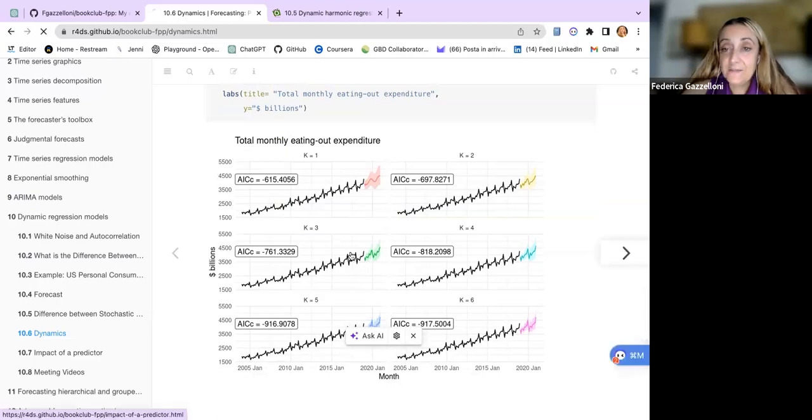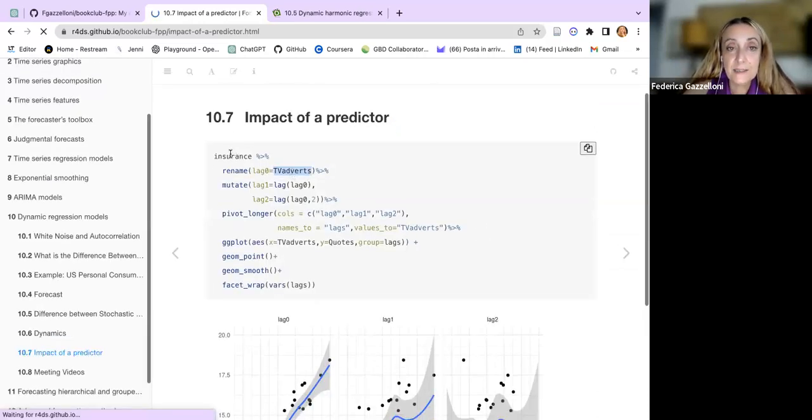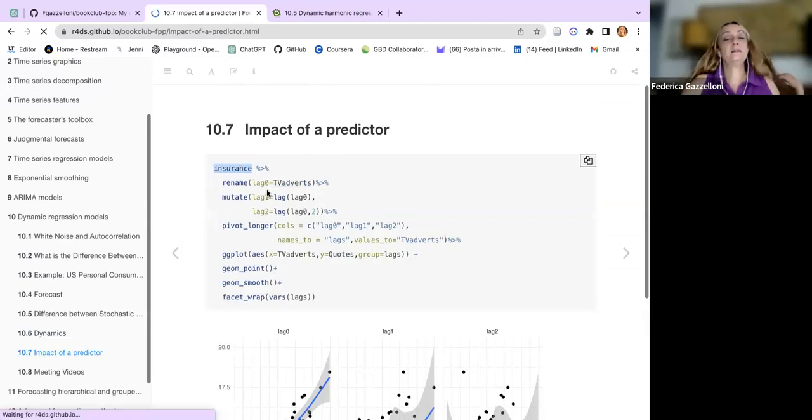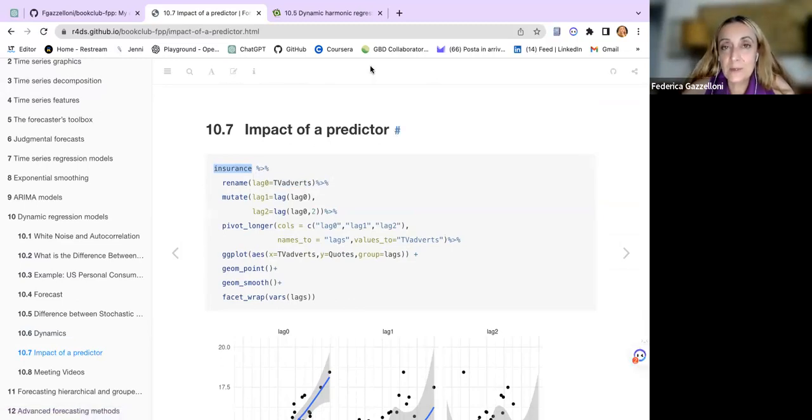Okay. Then finally, there is the use of another predictor. For example, here we have an insurance data set, where the insurance company wants to check whether the request for quotation would increase with increasing TV advertisements. So if they do a bit more marketing to get people to request a quotation for insurance with their company, they want to see if this affected it positively or not, so if they have more quotations or not, if this varies based on the money they spend on marketing.